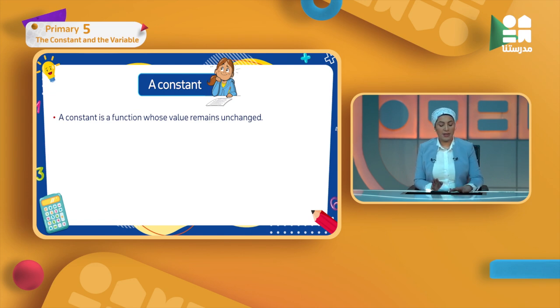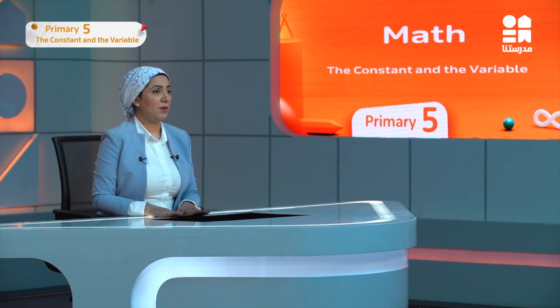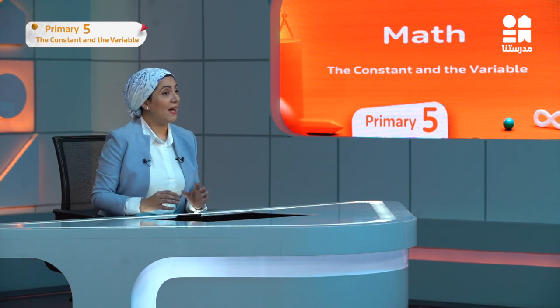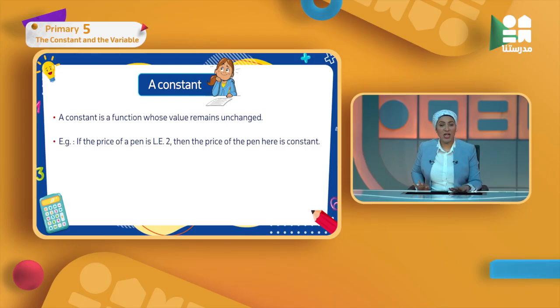So an example is if the price of a pen is LE2, then the price of the pen here is constant. The price of a pencil or a ballpoint pen of a certain brand is 2 pounds. That's it, it's fixed and doesn't change, unless they give a discount, but that's another matter. Normally its price is fixed anywhere. Okay? So nothing can change the price of this pen. So I call it a constant.